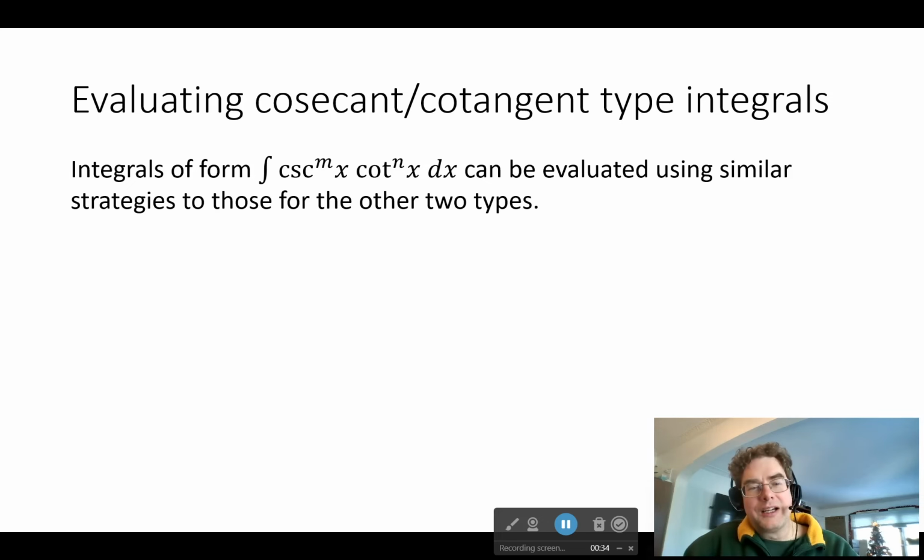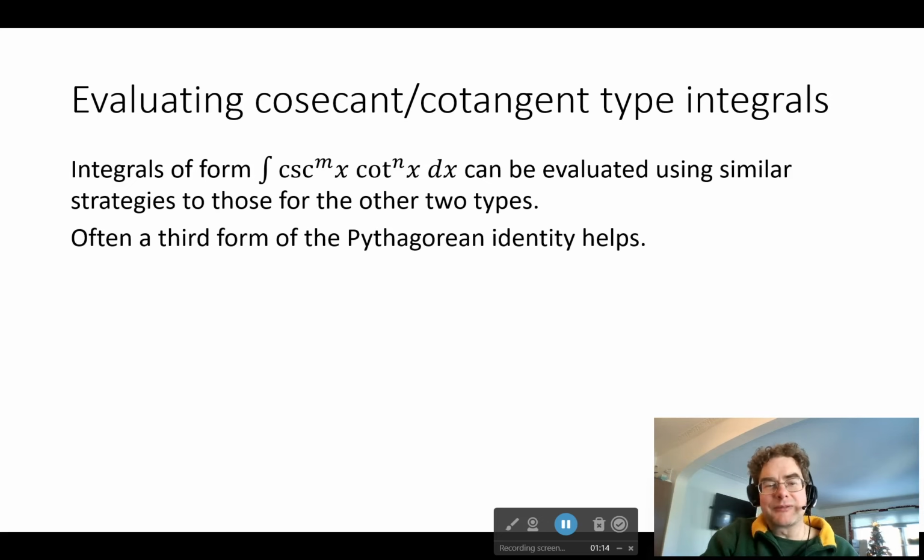They are integrals of the form cosecant to the m of x times cotangent to the n of x dx. So very similar to the other two types. And in fact, these can be evaluated using similar strategies to those that are used for the other two types. Nonetheless, cosecant cotangent type integrals do not get a lot of press time. They don't have much time in the spotlight typically, and you might wonder, why is that? Well, there are some reasons for that that we'll get into, that I see as likely reasons.